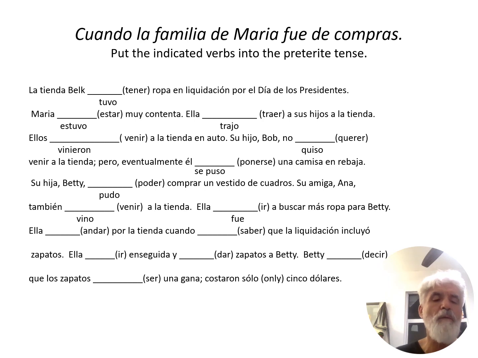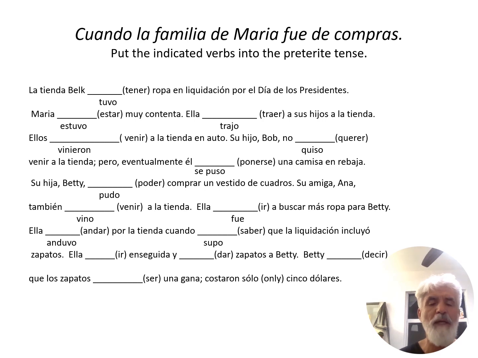Okay. And then here, the next line, we have the verb andar. Okay, to go about. Andar por la tienda cuando saber que. Okay, saber means to know or find out, we want to put these in the past tense. So, ella andar, she went about the store when she found out. So let's go and conjugate these verbs. Andar is a U stem, so it's going to be anduv. Ella takes an O ending. Ella anduvo por la tienda cuando ella.